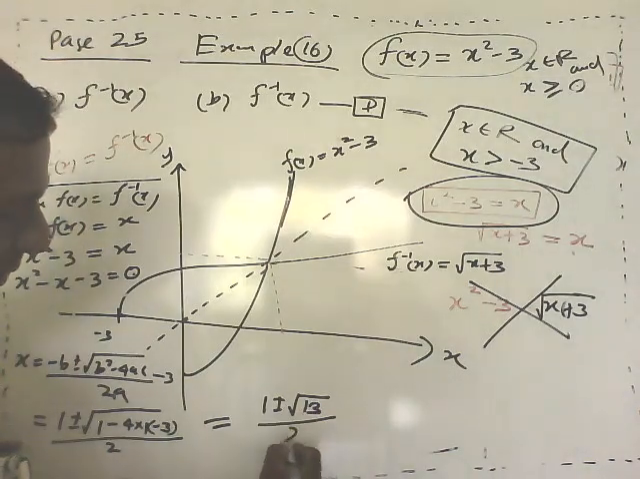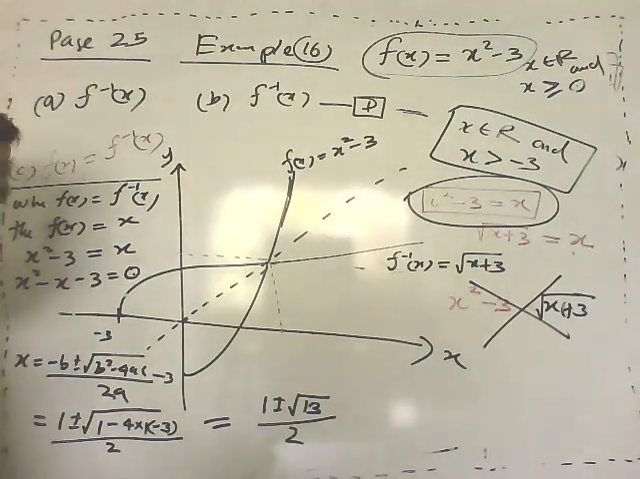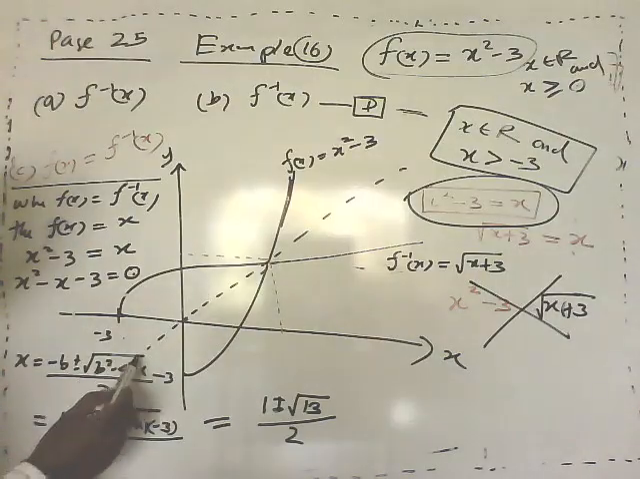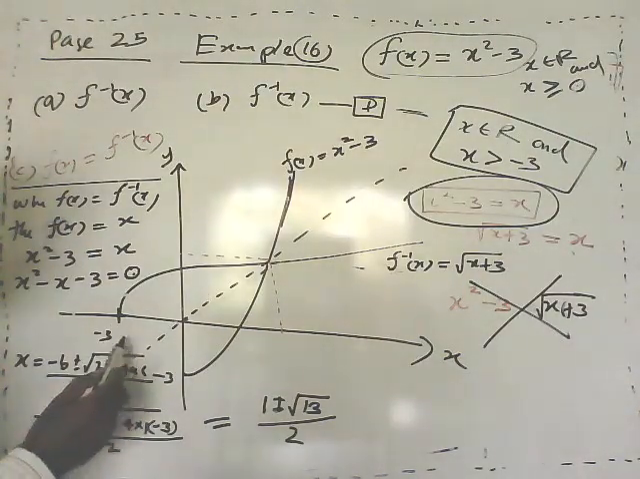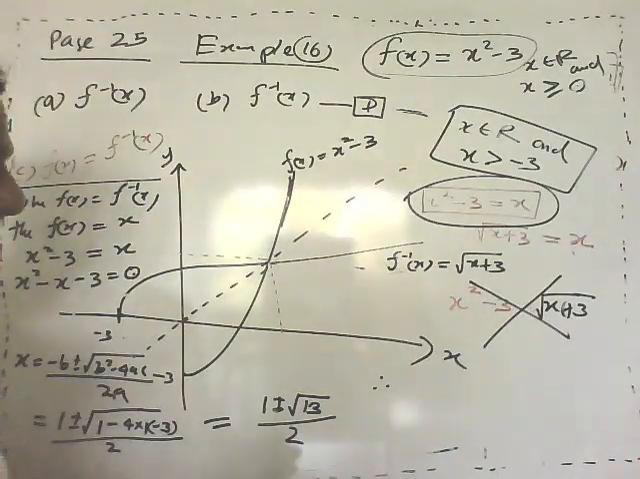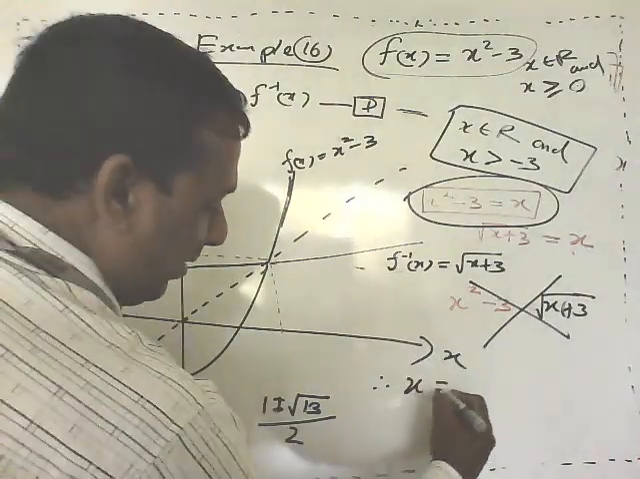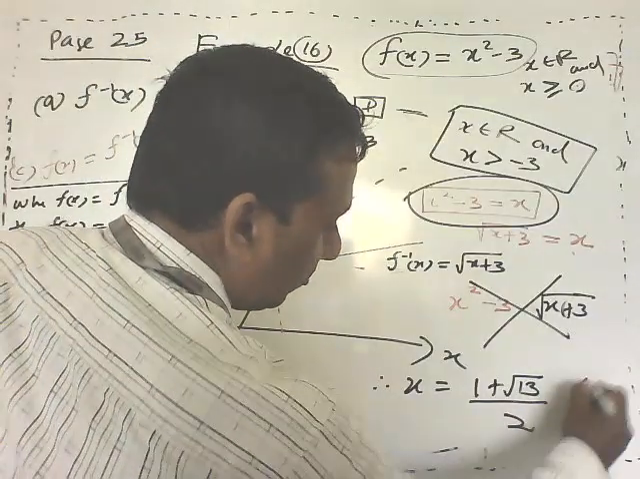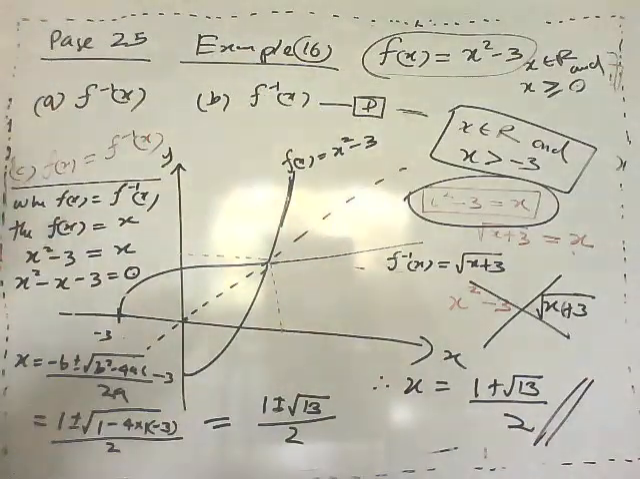So here we get 1 plus or minus the square root of 13 over 2. But here you will see we get a negative answer if you take the minus. That means actually it is giving the solution here also. So we have to take the positive value. Therefore, if you intersect that, we can say x is equal to 1 plus root 13 over 2.